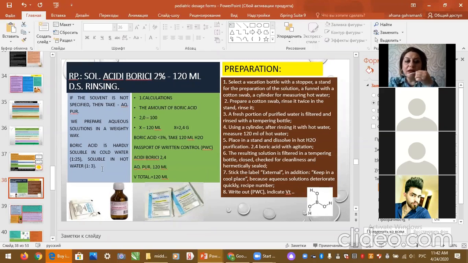Boric acid is hardly soluble in cold water. I said this. In cold water, the proportion of its dissolving is 1 to 25. And for this, we take hot water because in hot water, its proportion is 1 to 3.